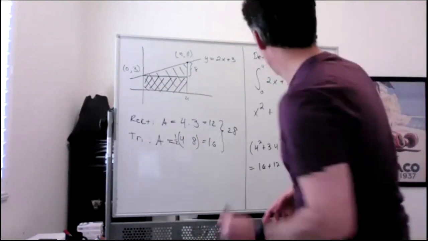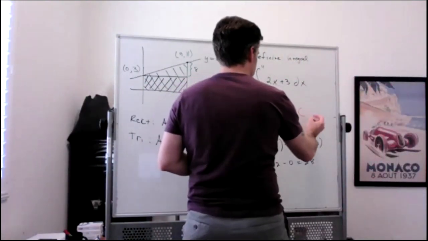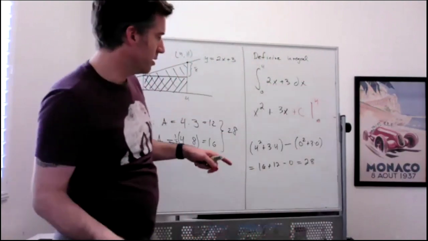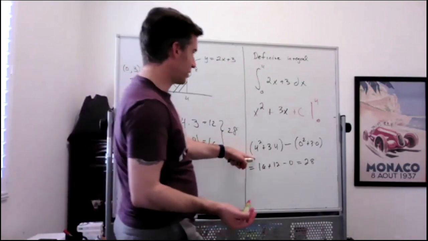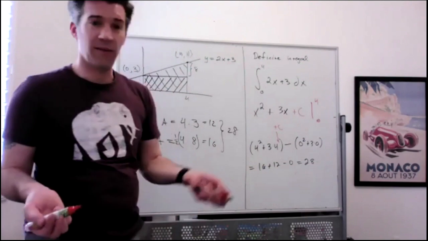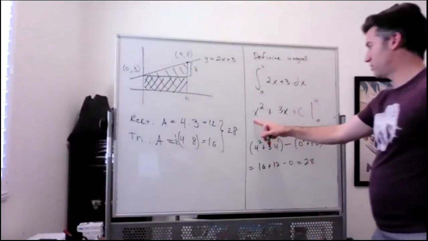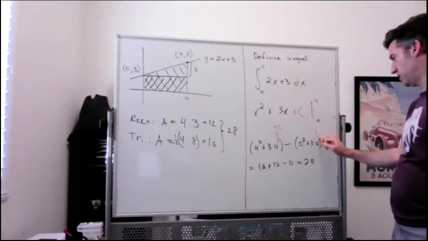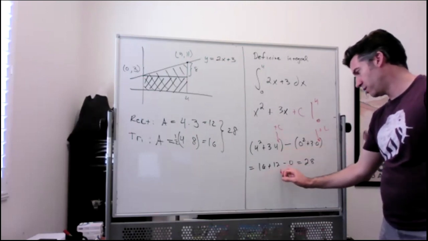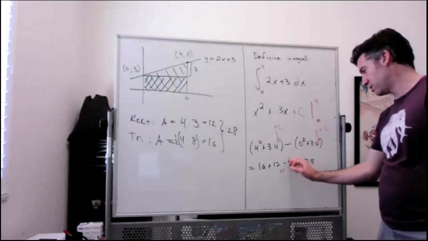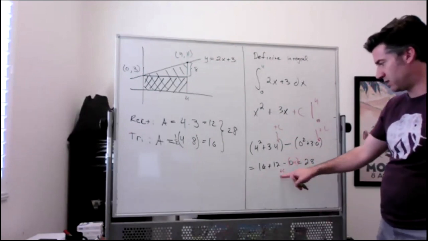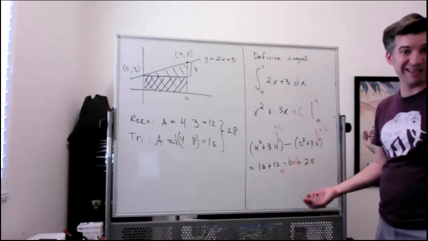Let's say we did. If I add a plus c, when I plug in 4, I get 4 squared plus 3 times 4 plus c. And when I plug in 0, I get 0 squared plus 3 times 0 plus c. And so then when I calculate this, I get 16 plus 12 plus c minus 0 plus 0 plus c. And the c and the negative c always end up canceling out.